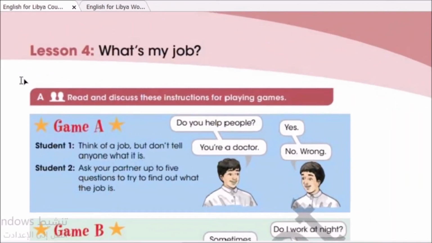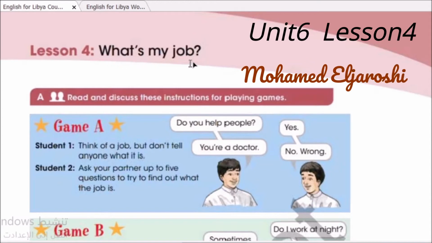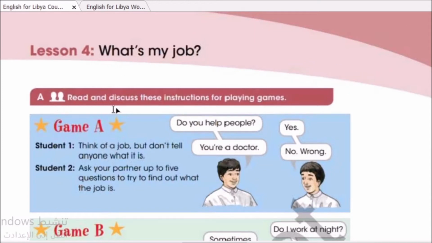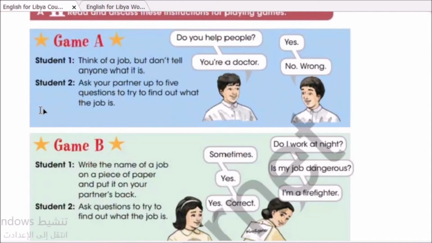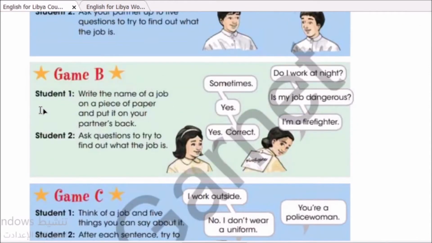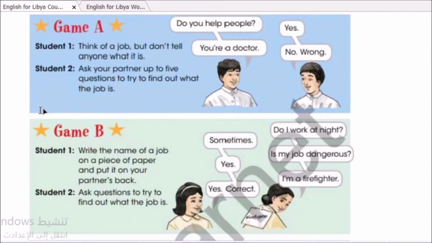In this presentation, we're going to talk about Unit 6, Lesson 4. What's my job? Question A. Read and discuss these instructions for playing games. As you can see here, we have Game A, Game B, and Game C. Let's talk about Game A.